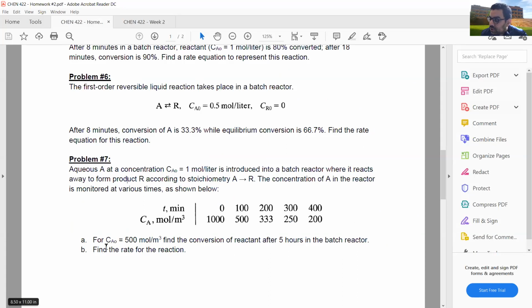Okay, you're given a concentration, you're given some experimental data. For CA naught equals 500 mole per meter cubed, find the conversion of reactant after 5 hours in the batch reactor, and then you're being asked to find the rate of the reaction. So this problem is actually much easier than it looks. Let's go to the whiteboard and clear everything, and let's start with this one.